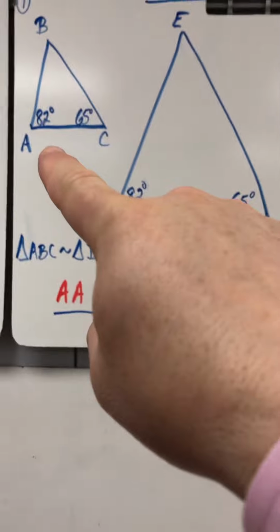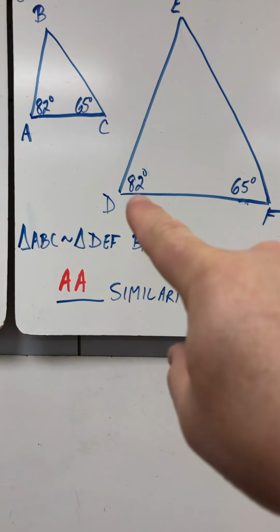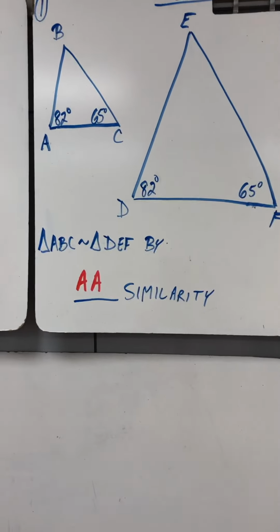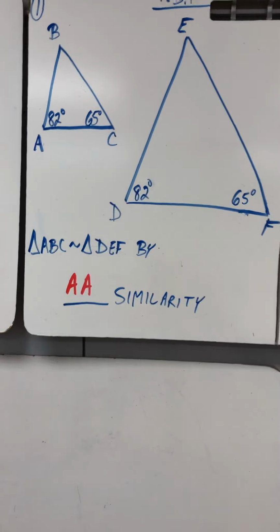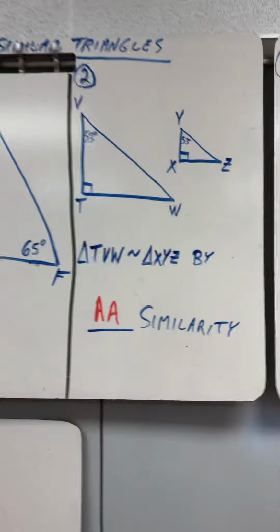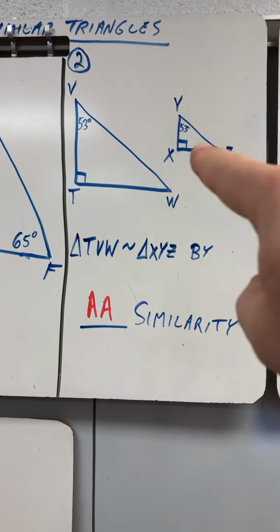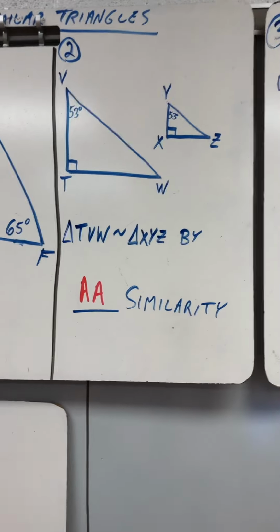So in this problem here, if this is 82, this is 65, this is 82, this is 65, then the two triangles are similar by AA similarity. Over here, you have a right angle and a right angle, 53 and 53. There you go, AA similarity.